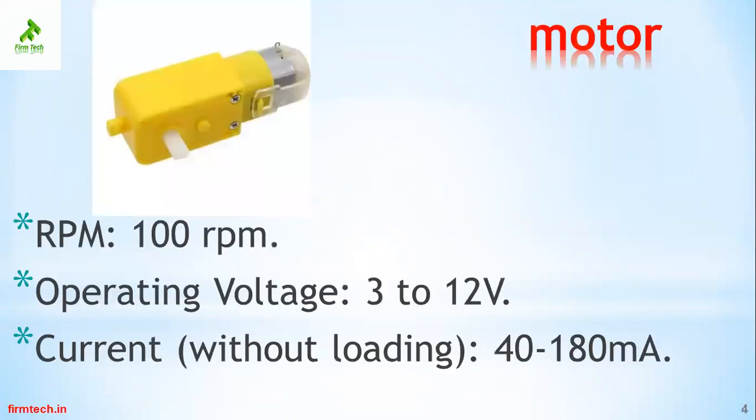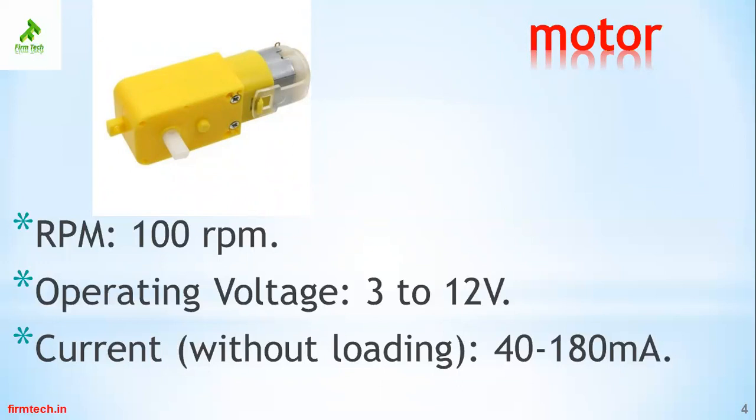Now we can pass on to today's subject, and today's subject is the motor. Here we are going to use a 100 rpm DC motor which operates within a voltage range of 3 to 12 volts, and it can have a current of 40 to 180 milliamps. So it is not advisable to connect it directly to the Arduino board. Anyhow, for this simulation purpose alone, I will be connecting it directly to the Arduino board.